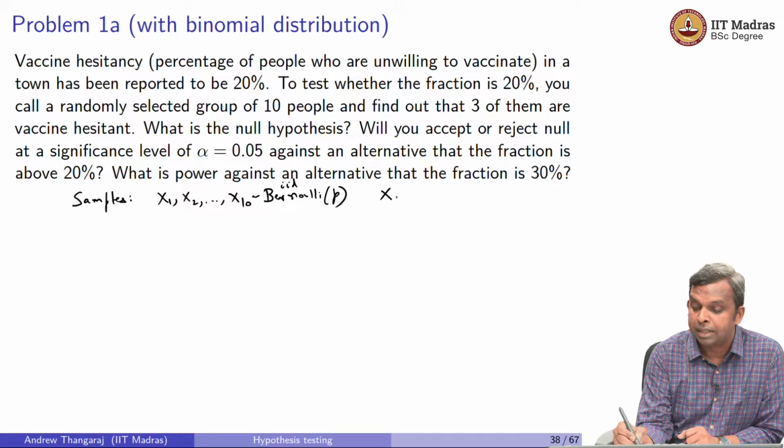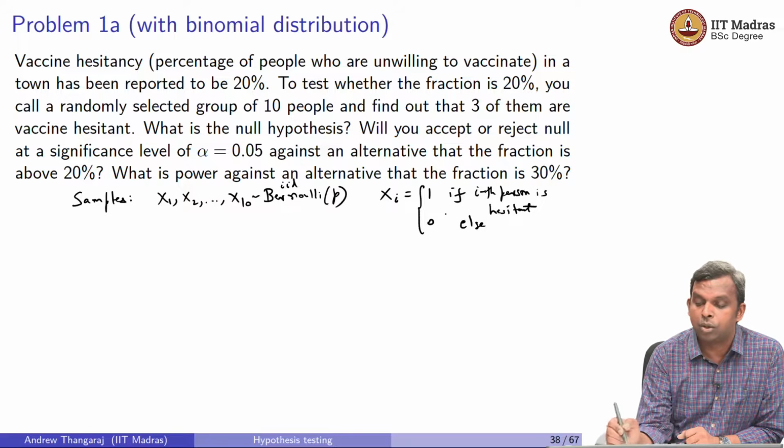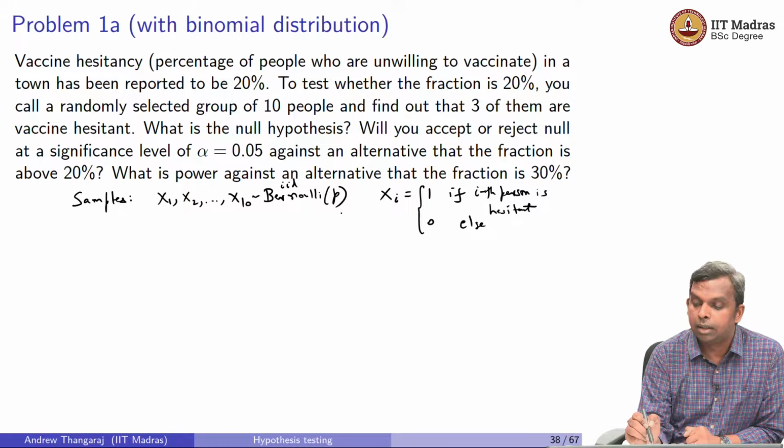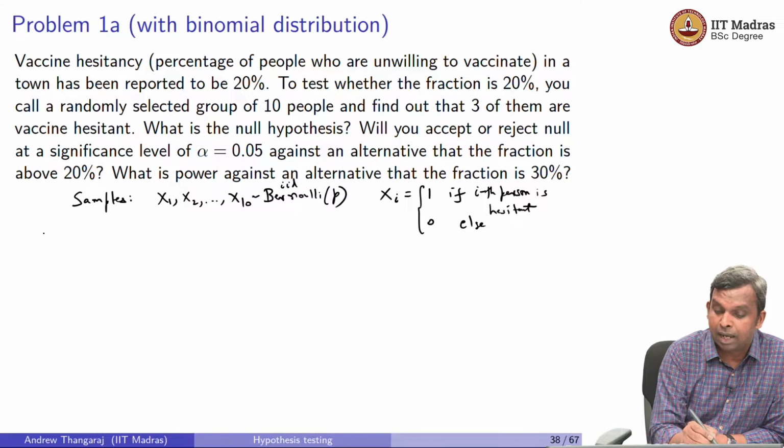What is xi? xi is 1 if the ith person is hesitant, and 0 else. So this is the situation, and you're assuming IID, and you want to find the probability that a random person is vaccine hesitant. This is how it looks. So the null hypothesis is that p is equal to 0.2.